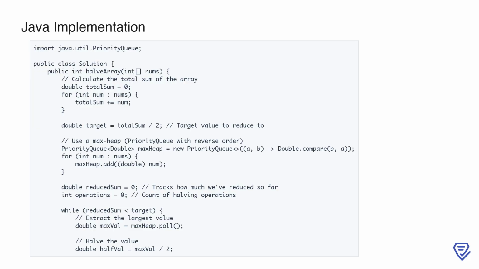Next, we initialize a max heap using a priority queue. Since priority queue in Java defaults to a min heap, we reverse the order by providing a custom comparator that compares elements in descending order.